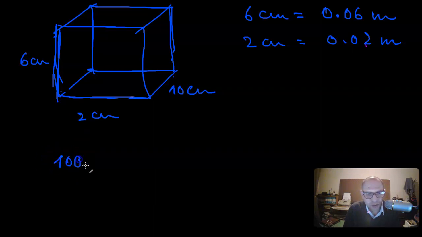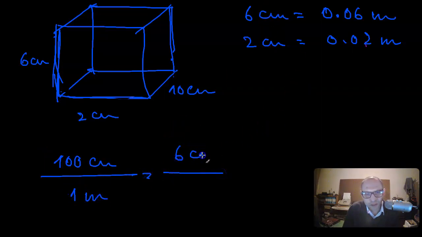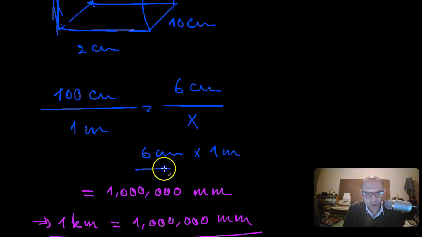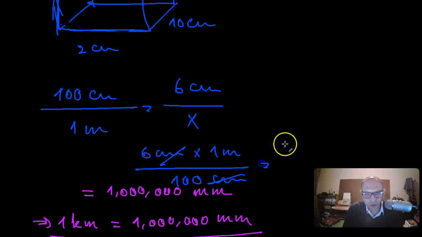So 100 centimeter is essentially 1 meter. Now, if I had, for example, 6 centimeters, that would be how many meters? X would be equal to 6 centimeters times 1 meter over 100 centimeter. Centimeter, centimeter, you can cancel out. That's 6/100 of a meter, which you can write as 0.06 meter, right?